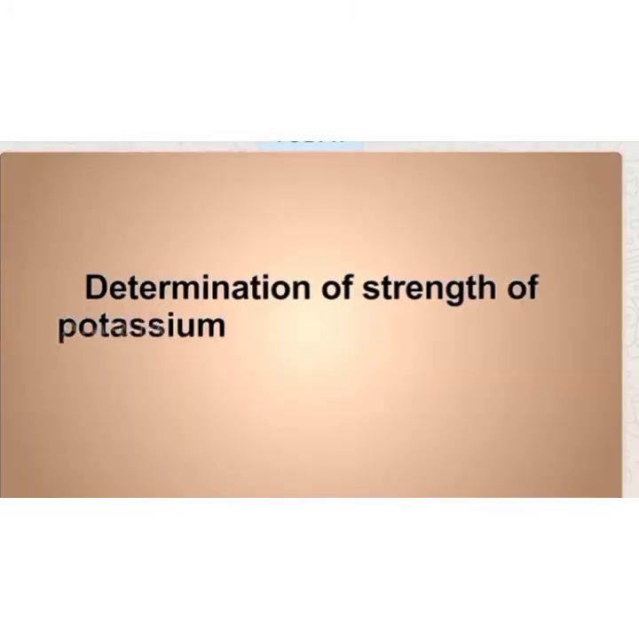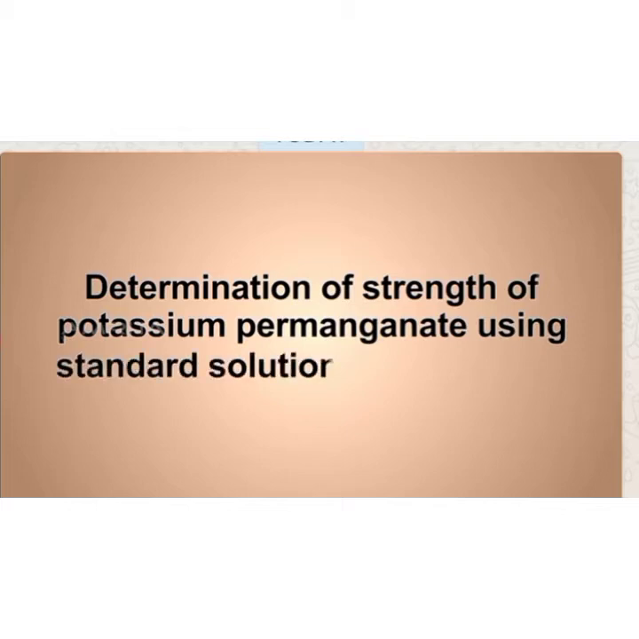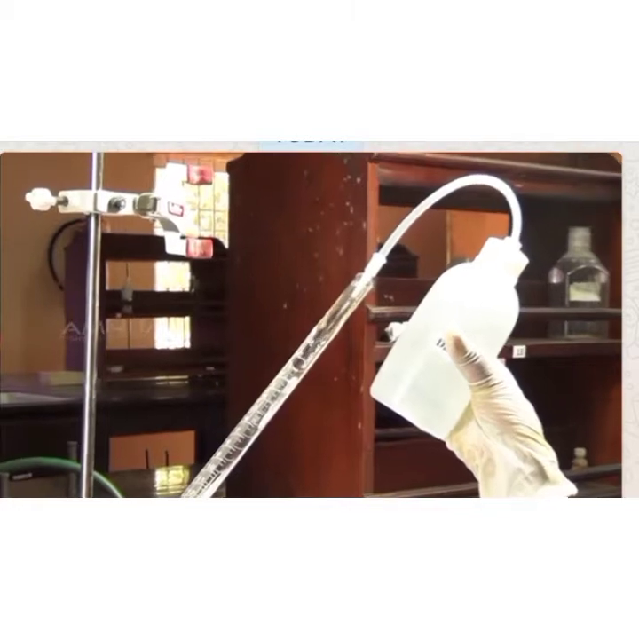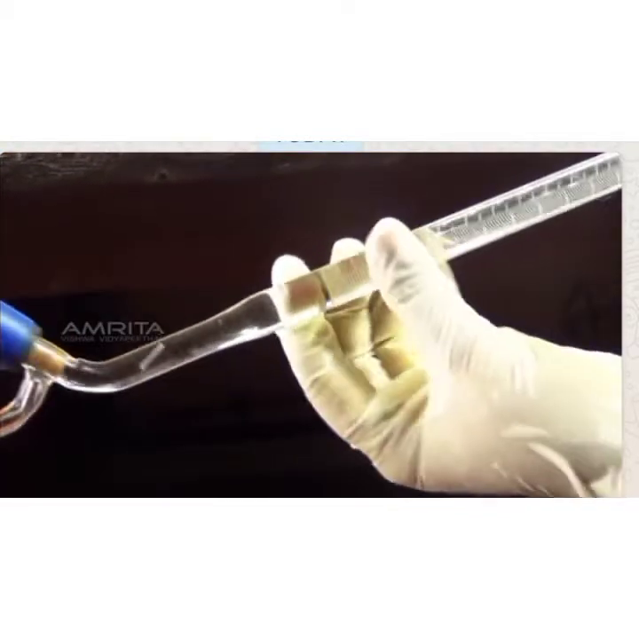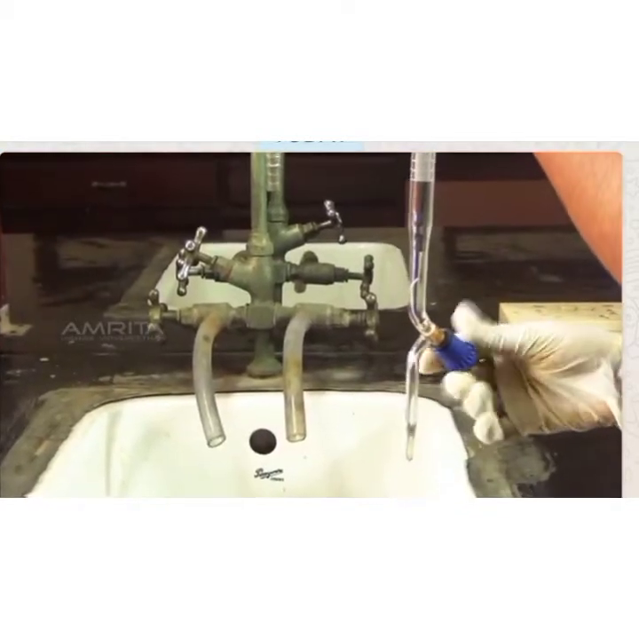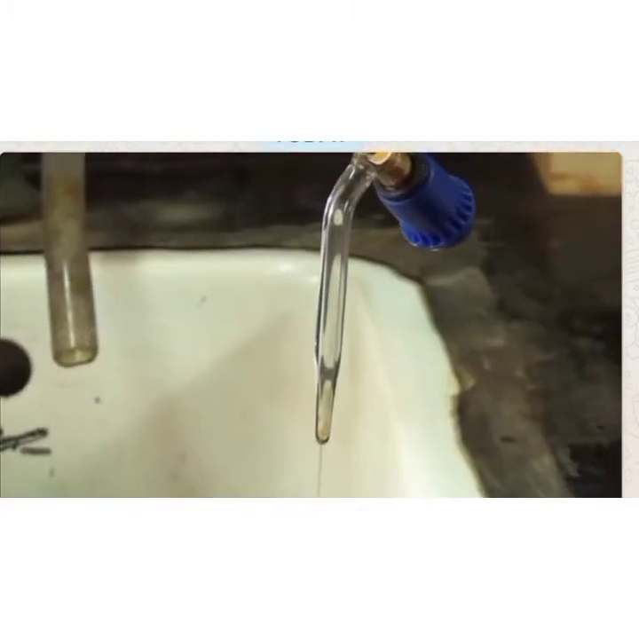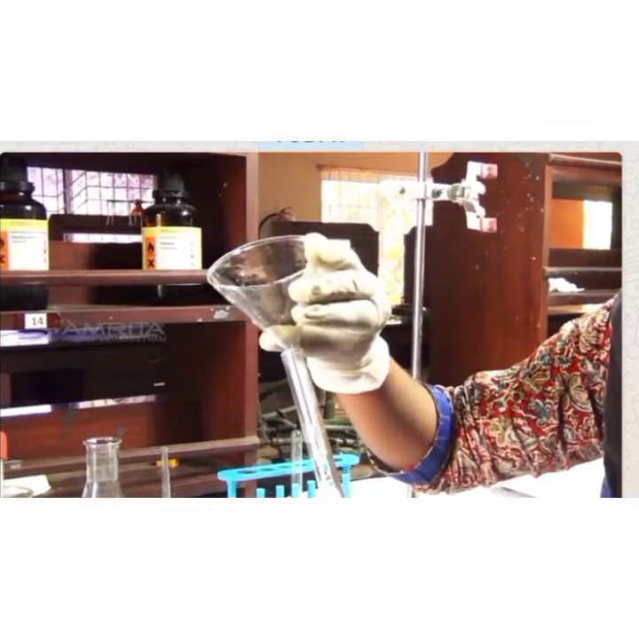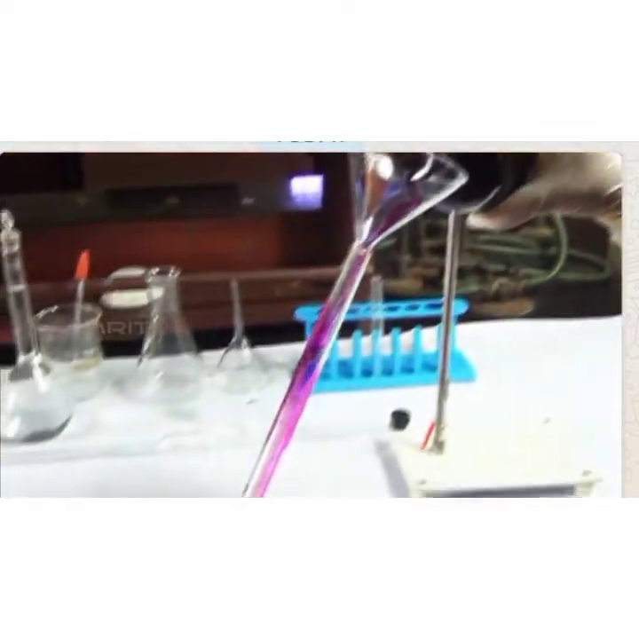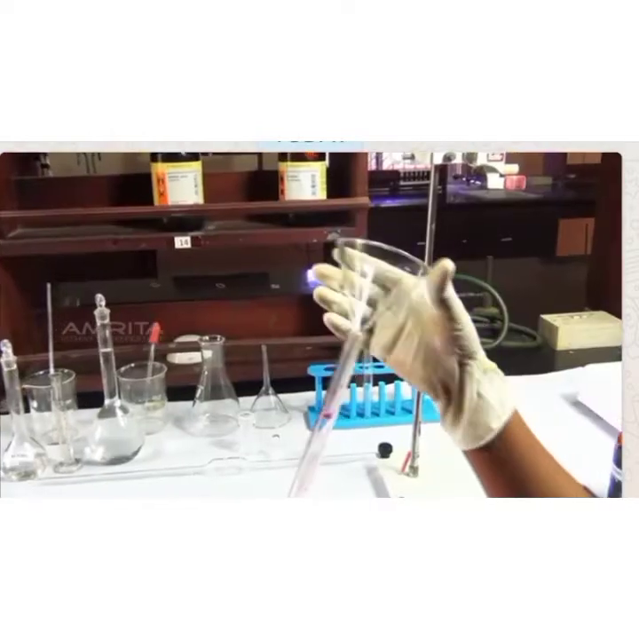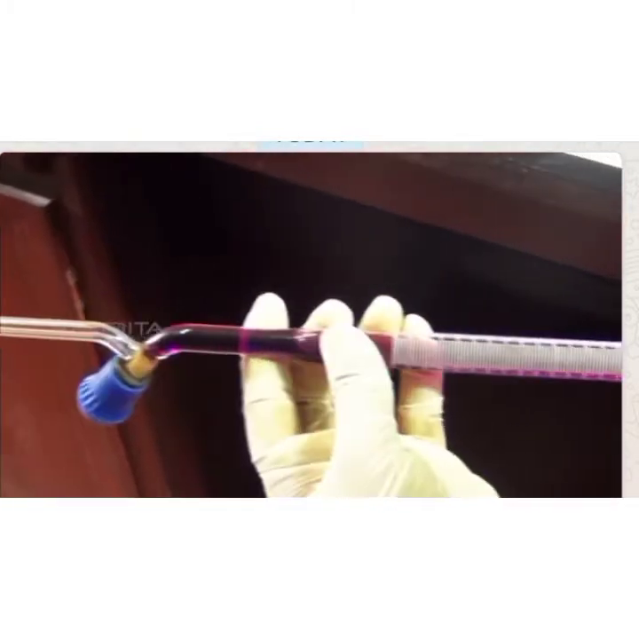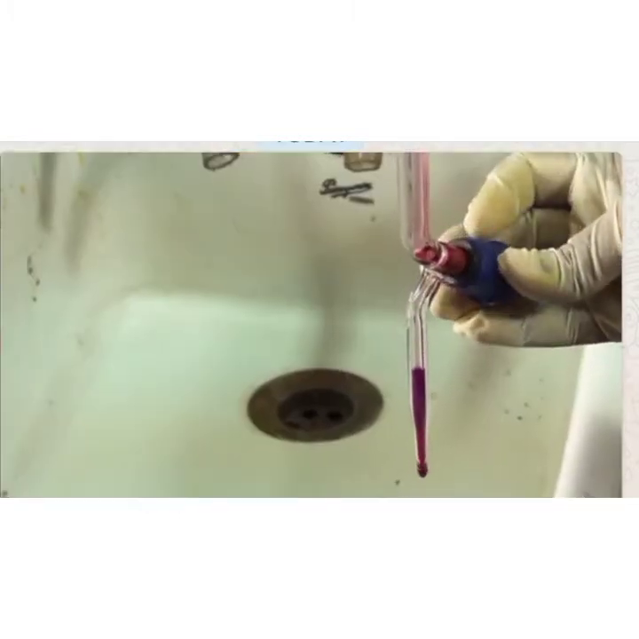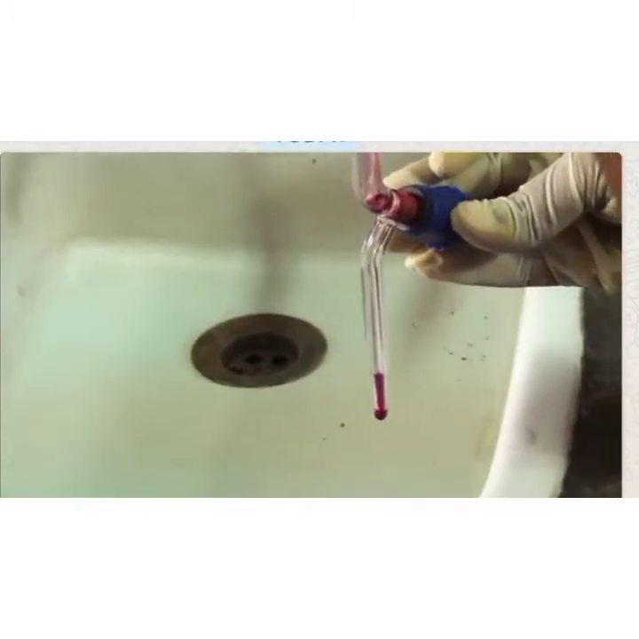Determination of strength of potassium permanganate using standard solution of Morse salt. Take the burette, rinse it with distilled water and drain the water. Repeat this process 2 or 3 times to drain out the impurities from the burette. Let us then pour a small volume of potassium permanganate solution into the burette through a funnel. Rinse the burette and drain out the solution. Repeat this process 2 or 3 times to remove any moisture inside the burette.